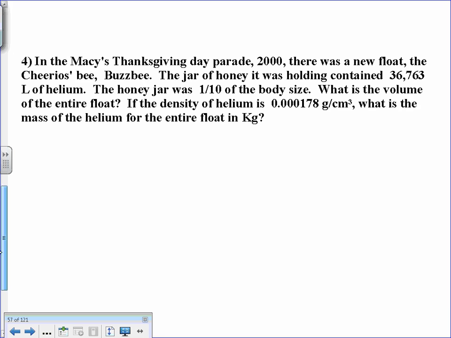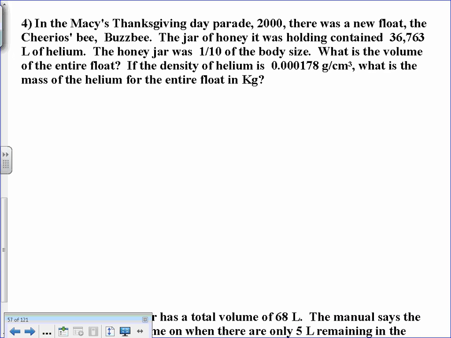Number 4 is the one that looks like it's a big word problem, but it's not. I want you to start by writing down your given information. You might need a separate sheet of paper for this process, just because there's not much space on that paper. So start by writing down your givens for number 4.